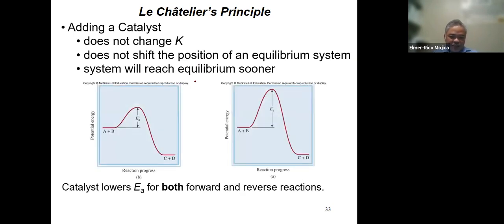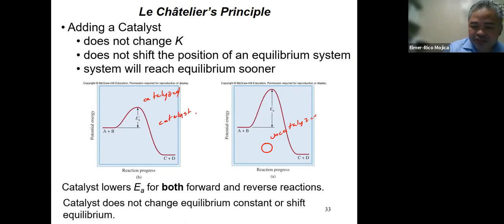So this is what we call an uncatalyzed reaction. And this is a catalyzed reaction. So the catalyst is here. It lowers the activation energy on both forward and backward reaction. And the catalyst does not change the equilibrium constant or shift equilibrium. No effect. Just like if you have the same number of moles of gas in the reactant and the product side.